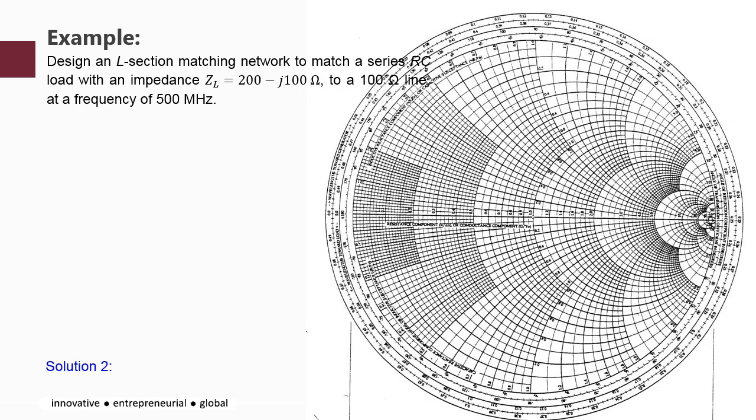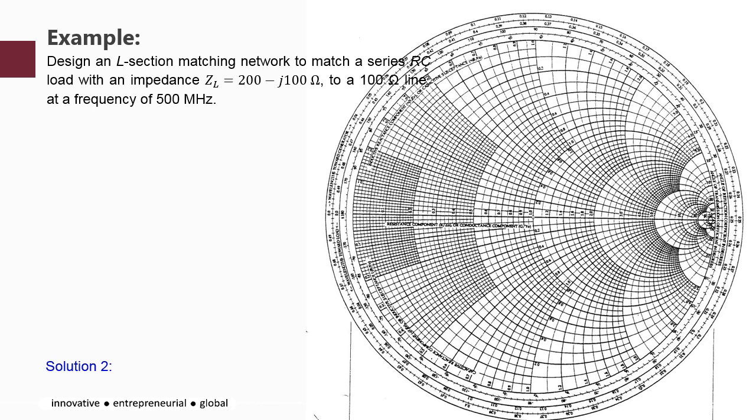So as mentioned earlier, for the L section, it will be much easier if you use the ZY combination chart. However, since we have been focusing on the Z chart from the beginning, we are going to use the Z chart in this solution. However, there will be a few more steps so that you can translate the Z into Y to get the shunt component solved using the Z chart. Okay, let's have the first step.